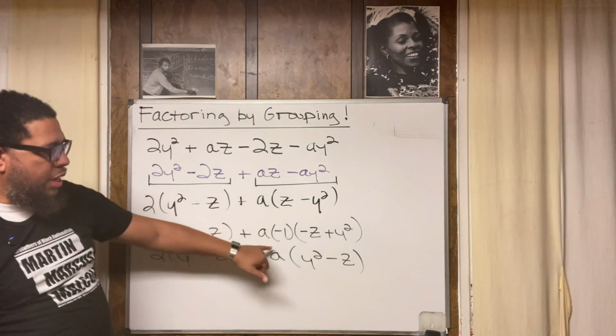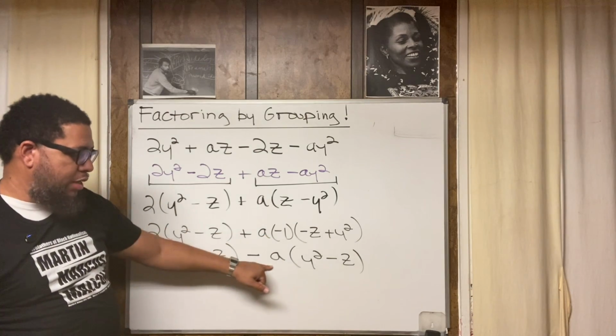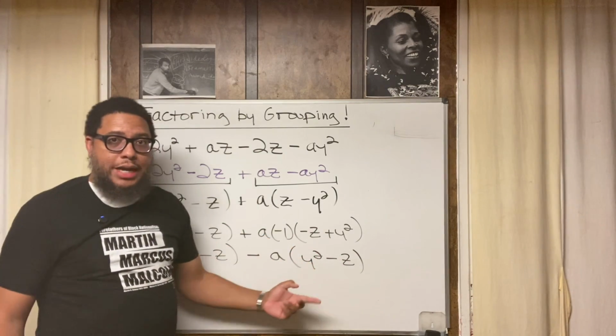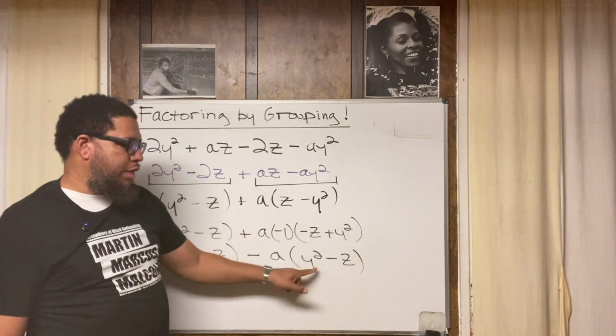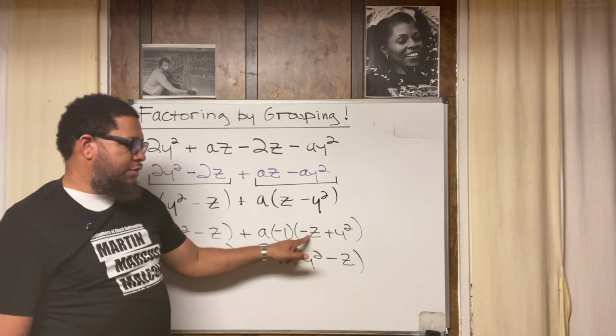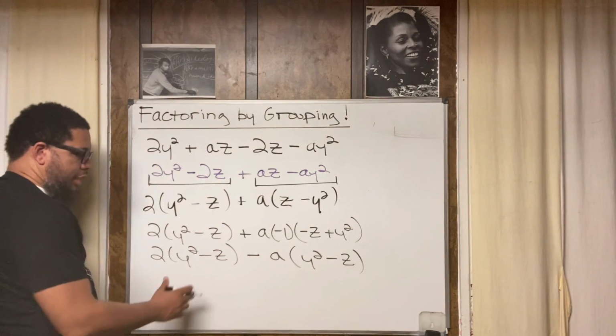All right. So then I end up with negative a, because a times negative 1 is negative a. And then I just switch the order around, which I can do because this is addition. This is still positive y squared, negative z. Now I take the GCF. Now I got two terms.